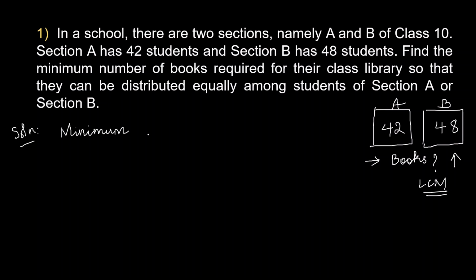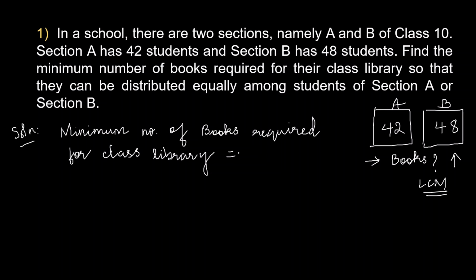So we'll write: minimum number of books required for class library is equal to LCM of 42 and 48. So now let's find the LCM of 42 and 48 by prime factorization method.